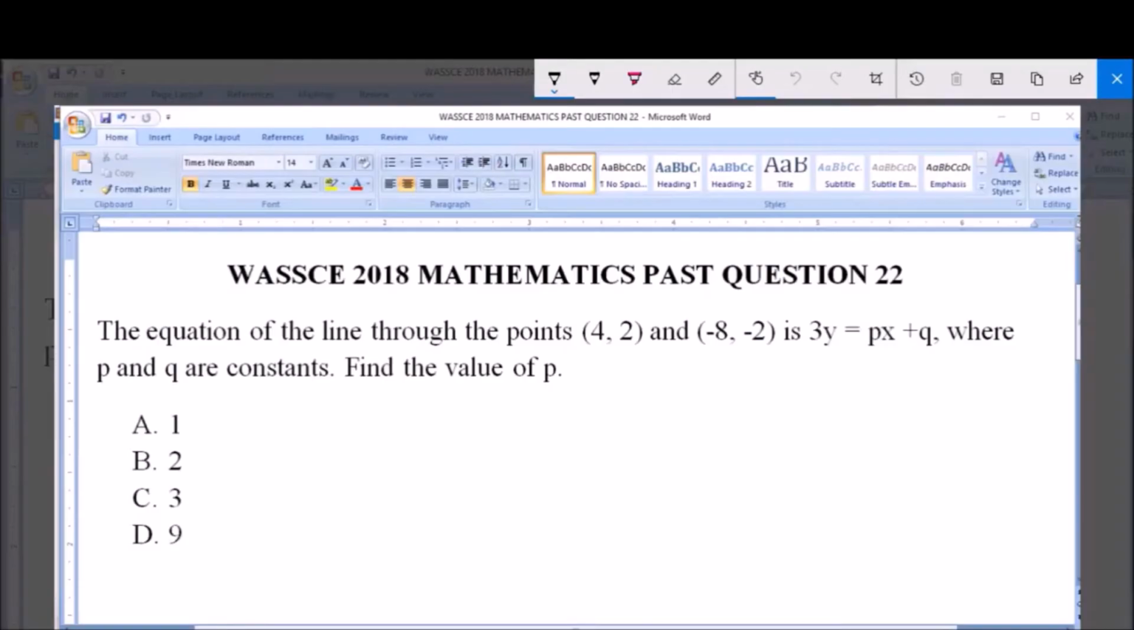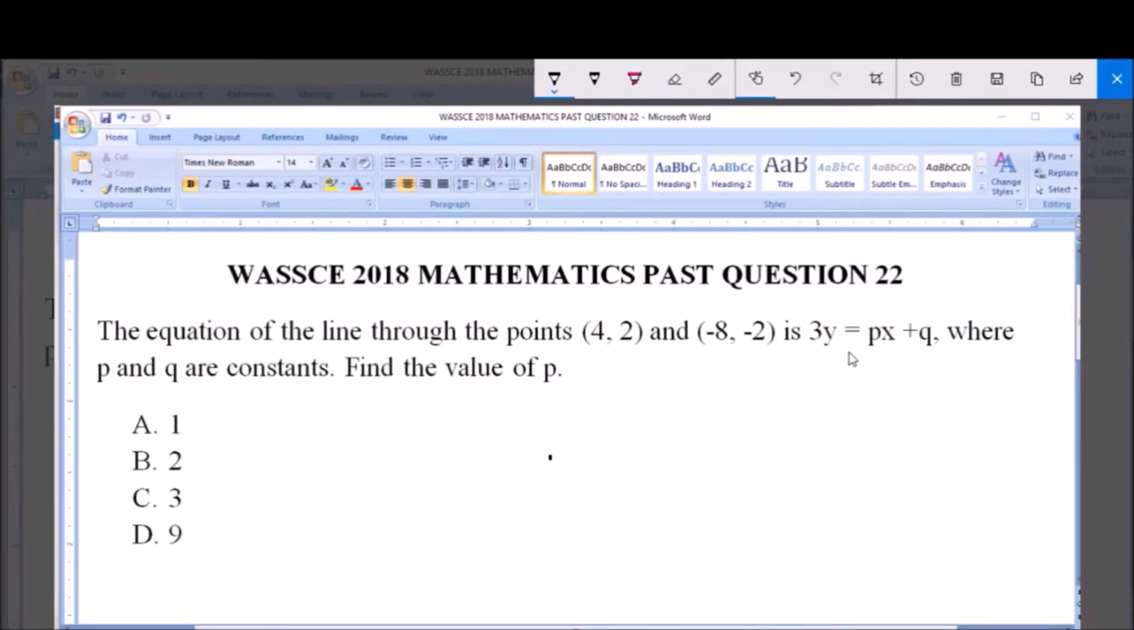Hello, good day and welcome. I'll be answering WASSCE 2018 Mathematics Past Question 22. The equation of the line through the points 4, 2 and minus 8, minus 2 is 3y is equal to px plus q, where p and q are constants. Find the value of p. A 1, B 2, C 3 and D 9.